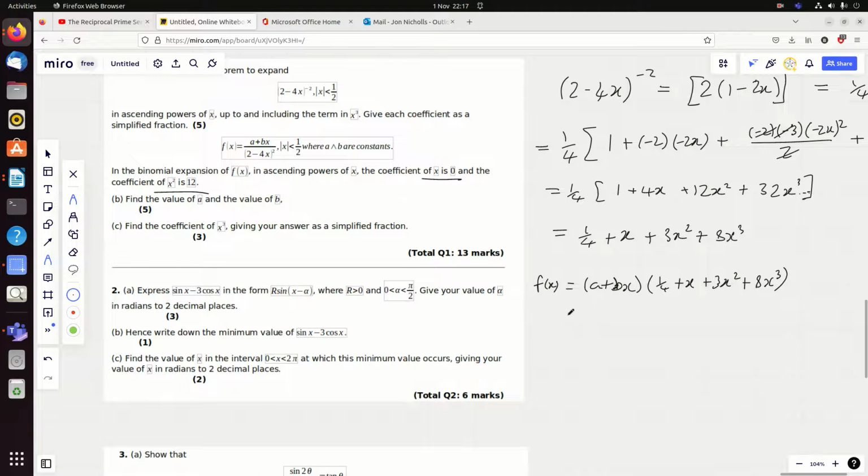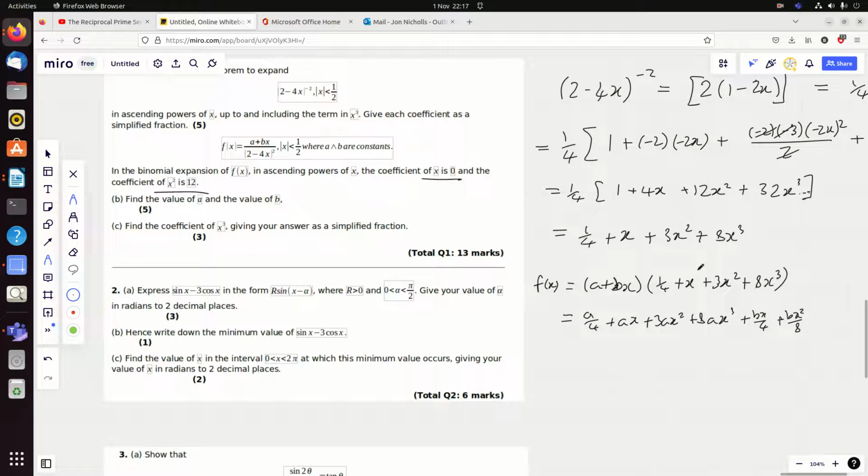That gives me enough to find my value of a and b, because if I do this systematically, times it all by a first, then times it all by bx. So we get a over 4 plus ax plus 3ax squared plus 8ax cubed. And then we're going to times it all by bx. So we get plus bx over 4 plus bx squared over 8.